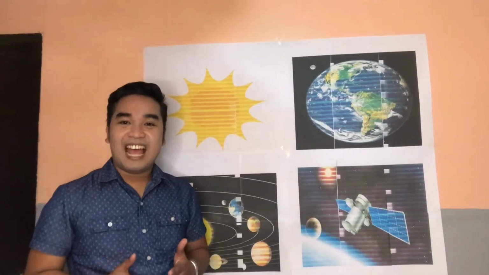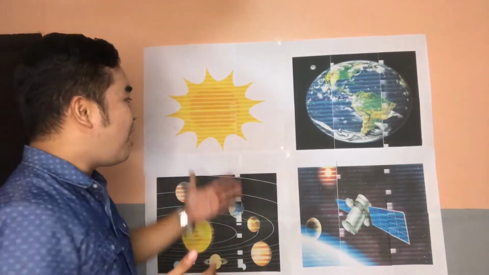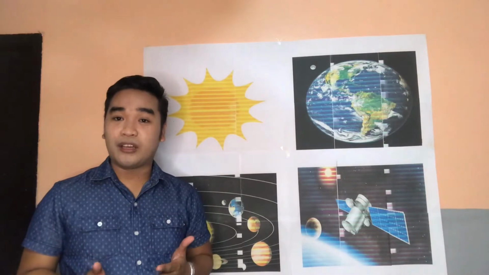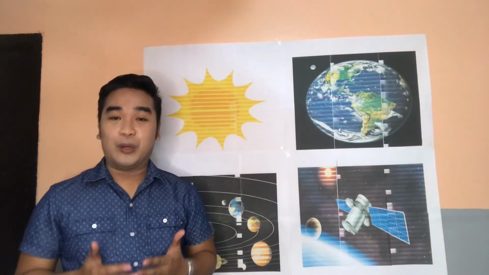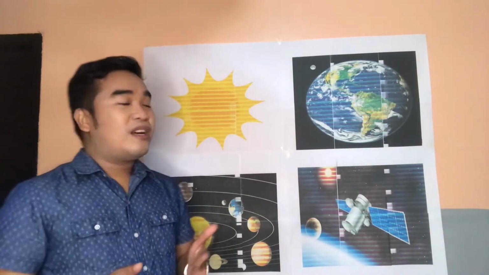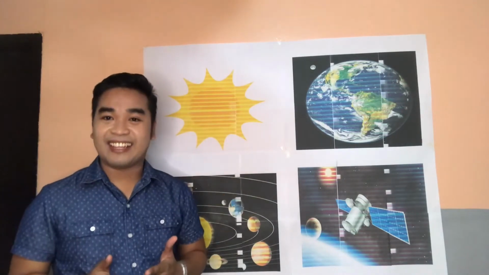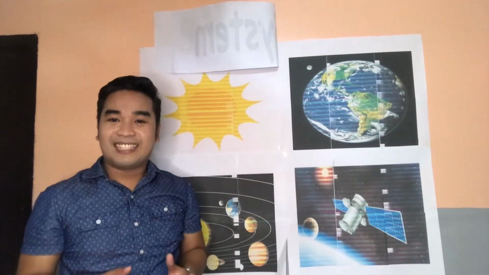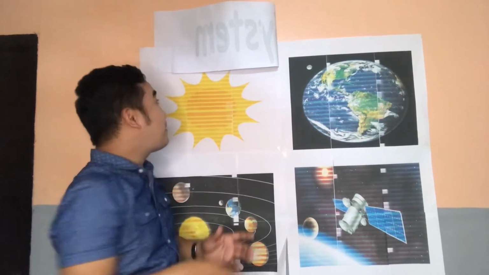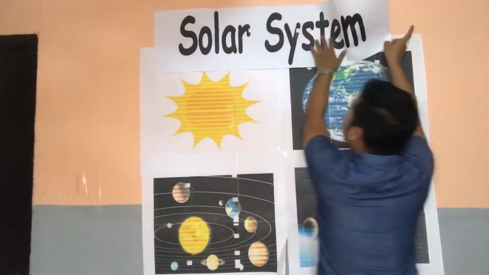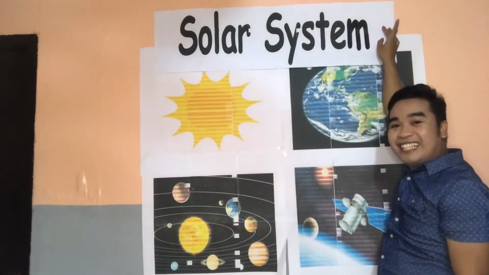Alright, students, I have 4 pictures here on the board. And are you familiar with 4 pics, 1 word or 2 words? Okay, now, according to the photos posted here, what can you say? Yes, the correct answer is solar system.